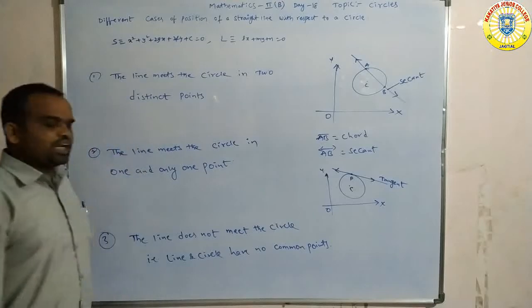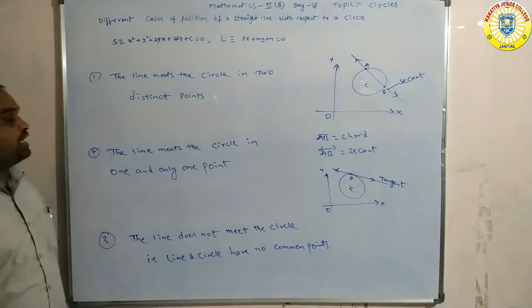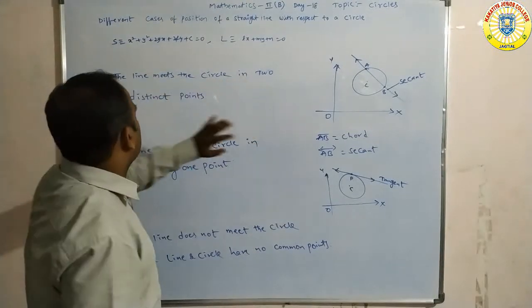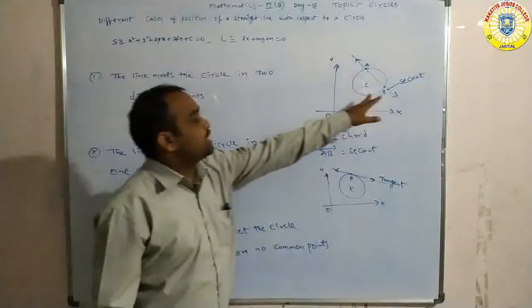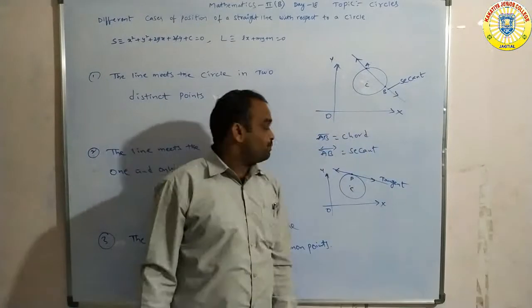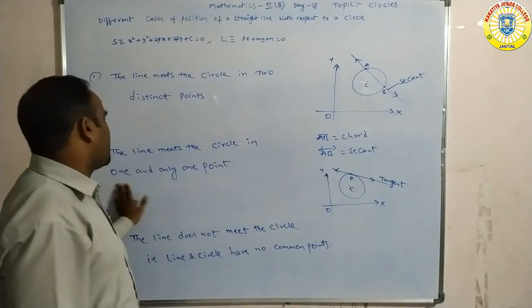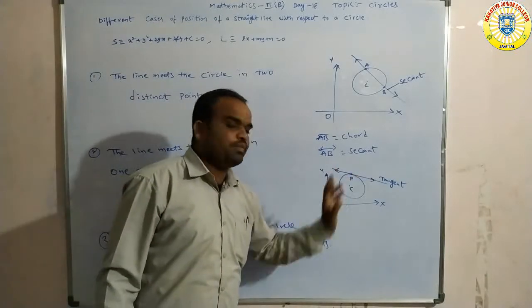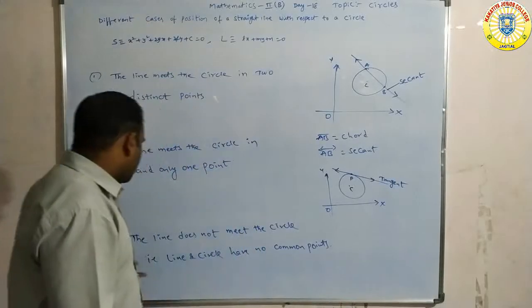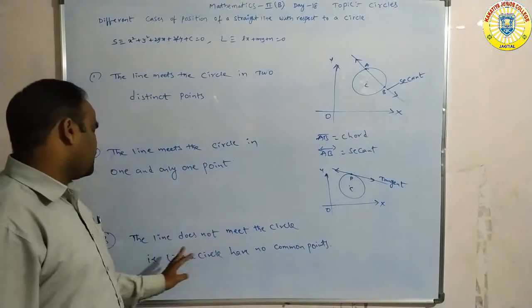The line and circle have no common points. See here, the line meets the circle in two distinct points. That is nothing but, which one, sir? Secant. Okay now, the line meets the circle in one and only one point. That is nothing but, which one? Tangent. The line does not meet the circle.